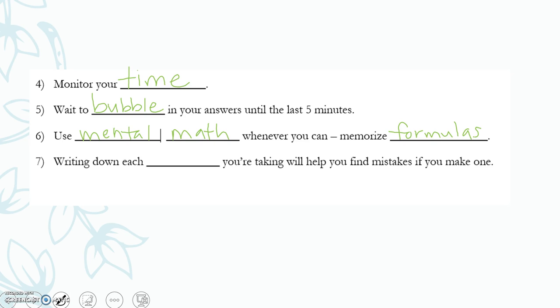And then the last thing is to write down each step you're taking, and it'll help you find your mistake if you make one. Basically, next to the problem, whatever's happening in your brain or on the calculator, just jot it down as you're doing it. Then if you get to the end and it's not an answer choice, you can go back and retrace your steps instead of having to remember what exactly you did. It doesn't hurt to write down the work, so it can only help.